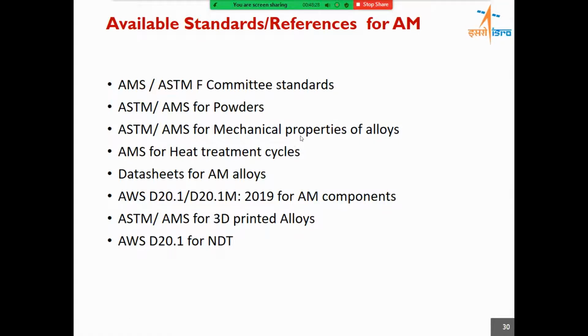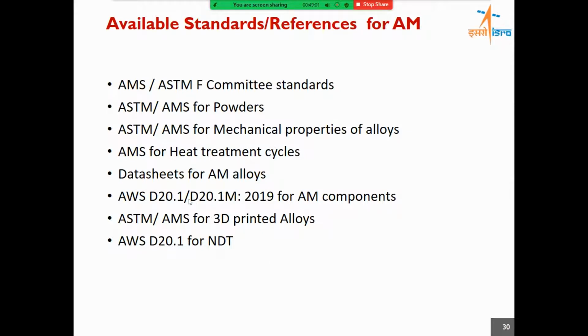And of course, for mechanical properties of alloys, there are various ASTM and AMS standards, at least for the common alloys currently being used in the aerospace sector or in the additive manufacturing arena for automobiles. And of course, for different alloys, there are various AMS standards which give the heat treatment cycles for the various alloys. And when you try to develop different alloys, the OEM or the machine maker provides the data sheets for different materials for which that machine has been tried and tested.